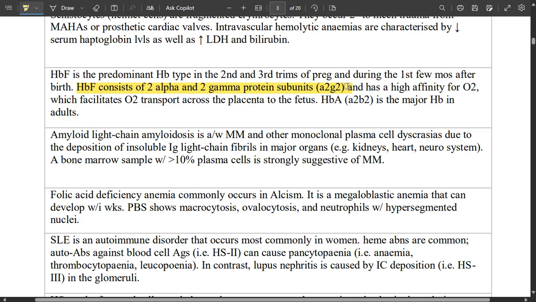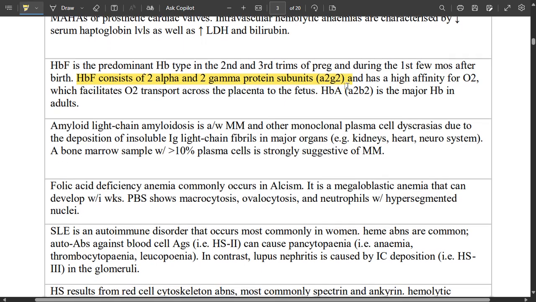which facilitates oxygen transport across the placenta to the fetus. So from the placenta to the fetus, oxygenated blood can easily flow. And HbA, alpha 2 beta 2, is the major hemoglobin in adults. There are HbA and HbA2, which contains alpha 2 and delta 2, and in HbF there is alpha 2 gamma 2. Again, I'll talk about hydroxyurea. Hydroxyurea is one of the drugs which converts HbA, alpha 2 delta 2, into HbF, alpha 2 gamma 2. This is used as a treatment strategy in sickle cell disease.